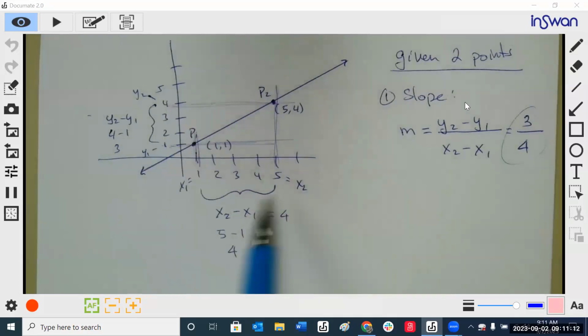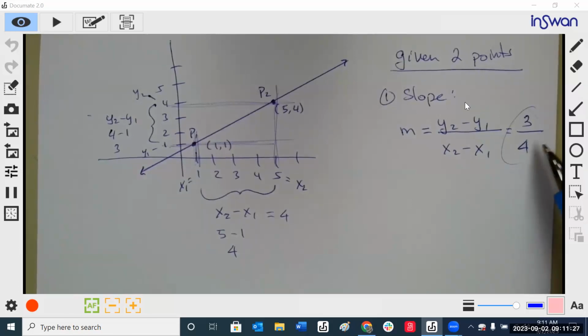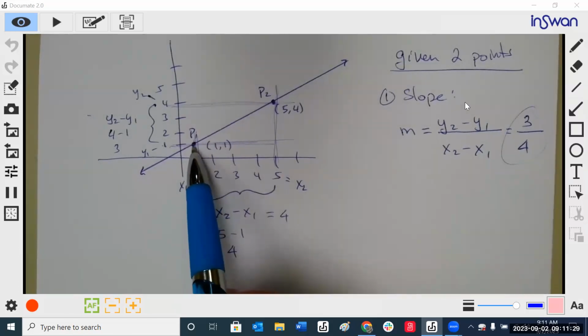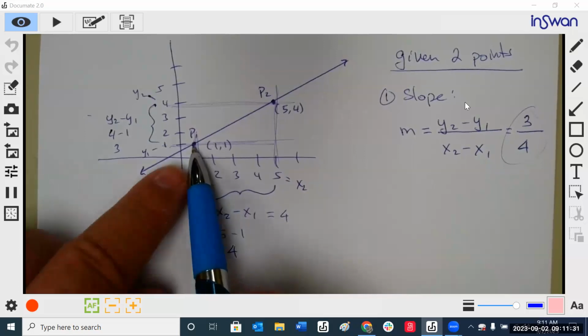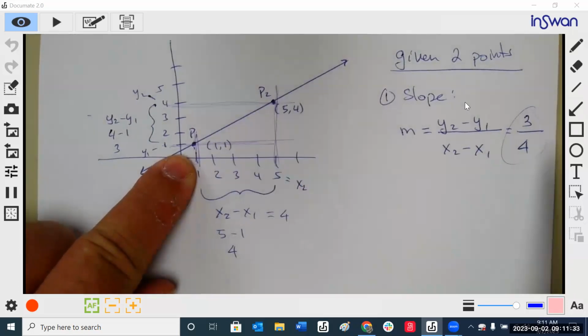It's the vertical change over the horizontal change. Always leave your slope as a fraction, not a decimal. Because this tells me a lot. What it tells me is, to get from my first point to the second point, what do I have to do?